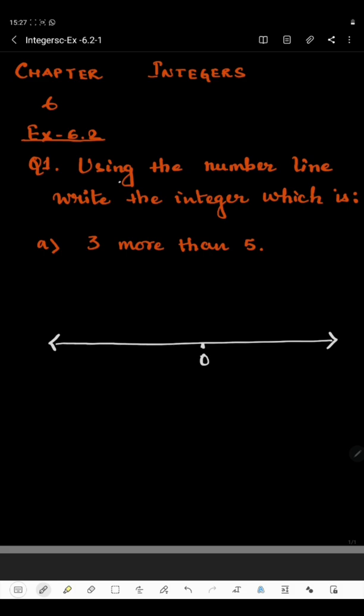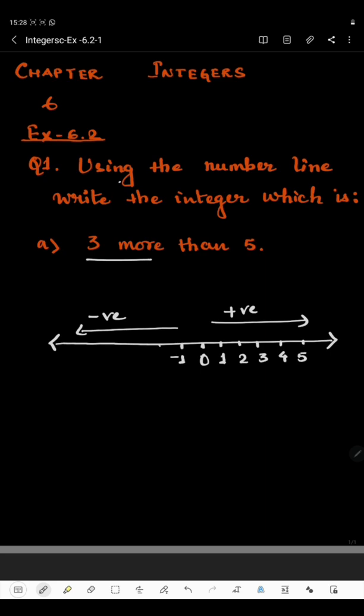Suppose here is 0. Now right side of 0 is all positive, and left side of 0 is all negative. Now 3 more than 5. Where is 5 on the number line? Let us mark the numbers on the number line. So 1, 2, 3, 4, 5 and so on. Minus 1, minus 2, minus 3, minus 4, minus 5 and so on.